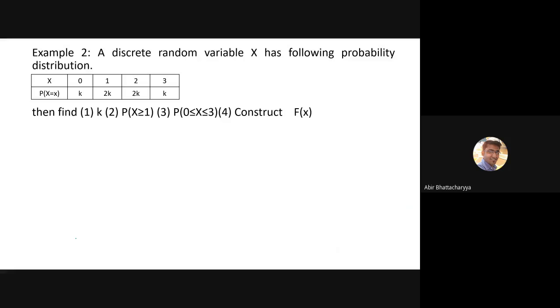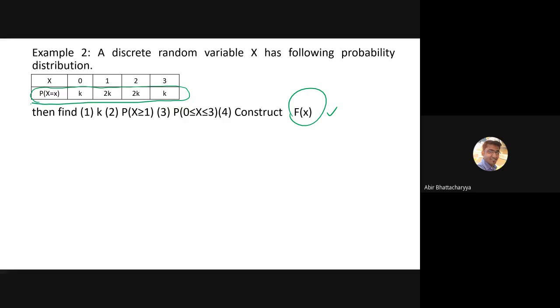Next question. A discrete random variable X has the following probability distribution. Again, the probability distribution is given to you, but in this case, you have to find the cumulative distribution as well. First is the probability distribution function. So again, without loss of generality, go for the PMF.